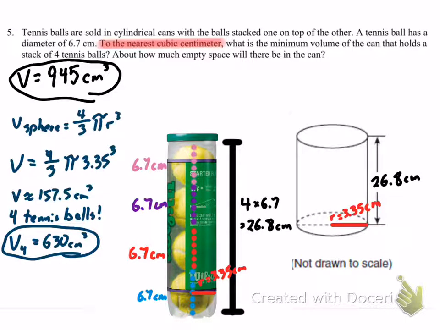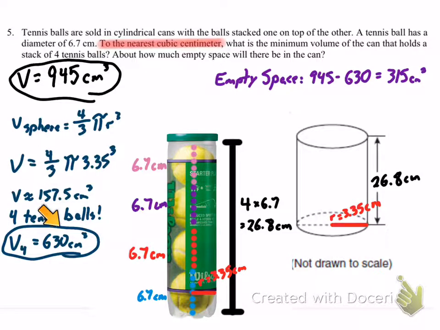But I need to figure out the empty space, so all of these little pockets right in here. So what is all of that empty space going to add up to be? Well, that's just a simple subtraction problem now. I know the total volume is 945. I know the volume of the tennis balls is 630. So the empty space must be 315 centimeters cubed.